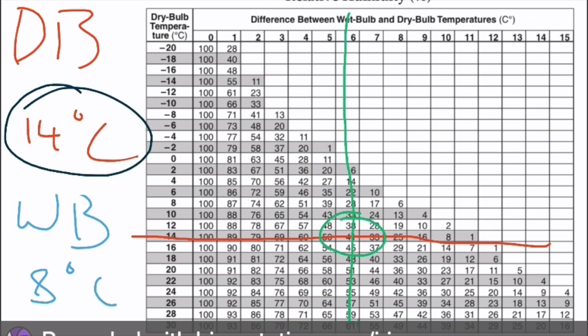I find my dry bulb temperature, 14 degrees, the red line, so I know my relative humidity must be one of those values. Then I take again the difference between the wet bulb and the dry bulb, and I draw a line down that column, column 6 in this case, and that leads me to see that our relative humidity in these current conditions is 41%. So the cup is 41% full of water.